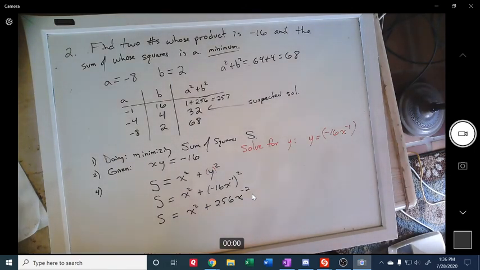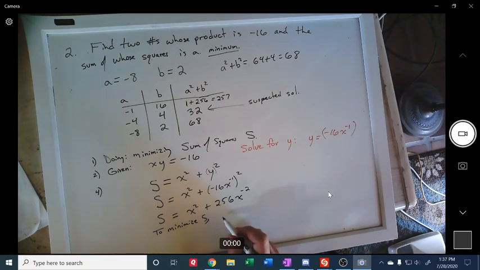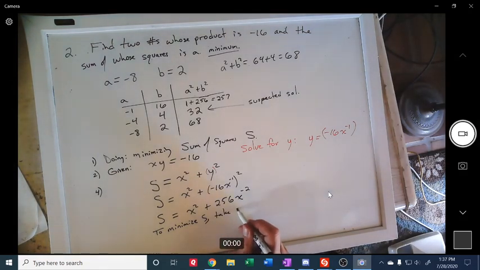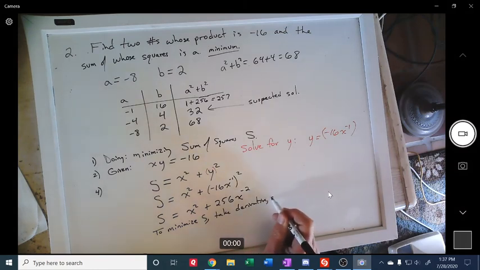And then we're at the same place that we were at before. We have something that we are trying to, in this case, find its minimum, its lowest point. Now the other one was a parabola, which we knew had a highest point. This one, because it has this x to the negative 2 power, I'm not very confident about its shape. But I'm just going to take its derivative. So, to minimize S, take the derivative, set to 0.